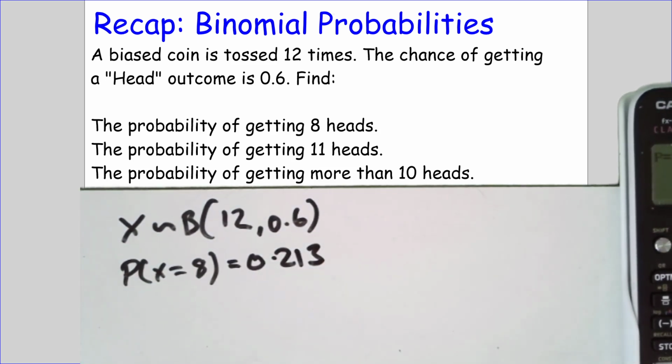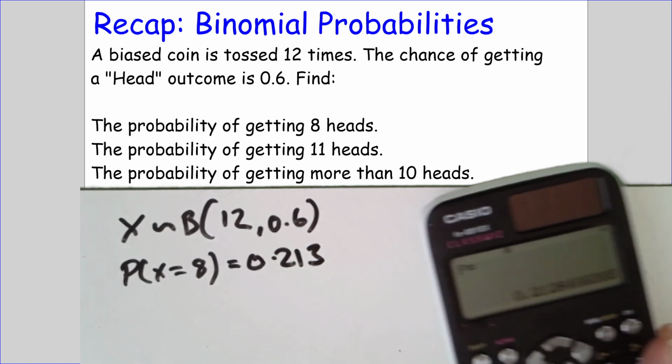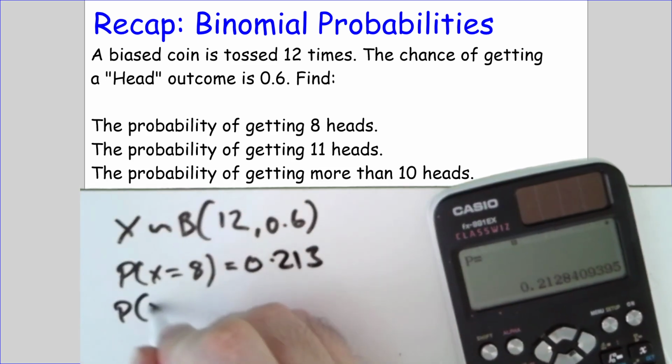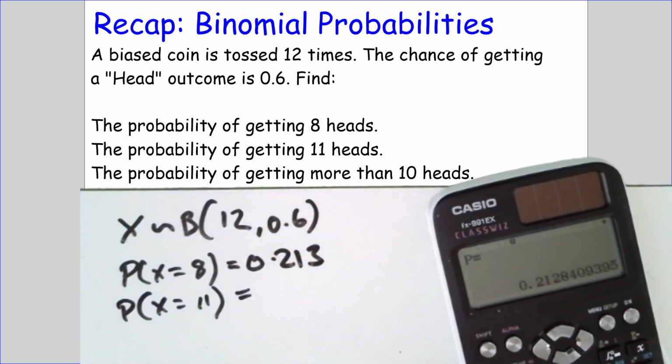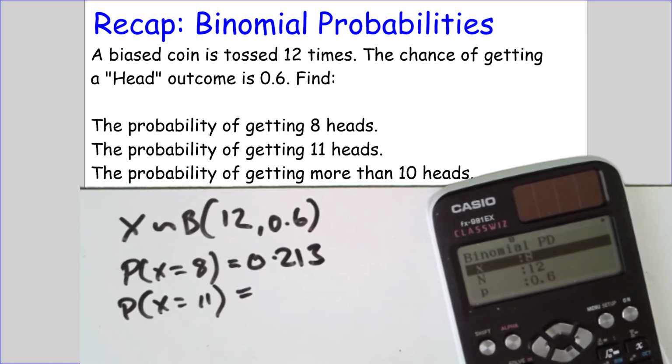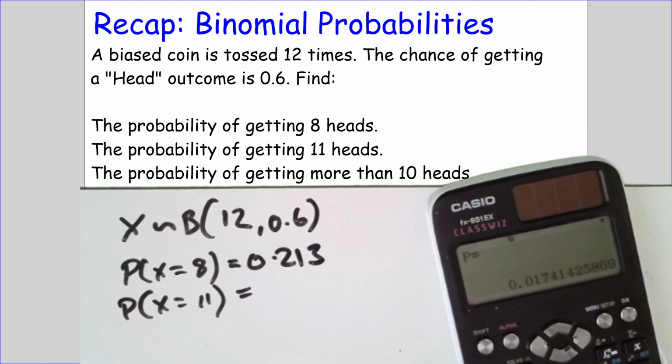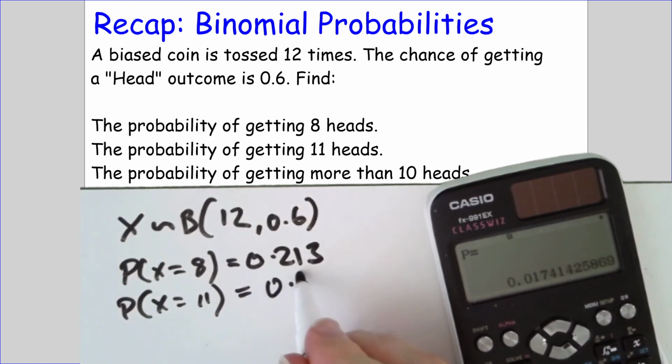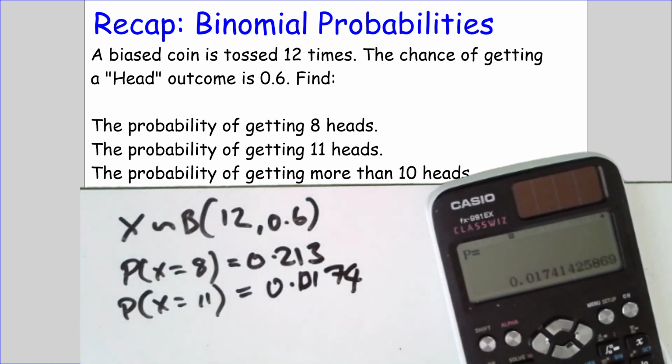So there's a reasonable chance of getting 8 heads if we do this. If it was a fair coin, we'd be expecting 6. So there is a reasonable chance of getting 8, because we have a slightly higher probability of success than just 0.5. To do 11 heads, we're going to have to put 11 in here, so I'm going to press equals again, it goes back to this mode, and we put 11 in for x. Press equals again, and we get 0.0174.